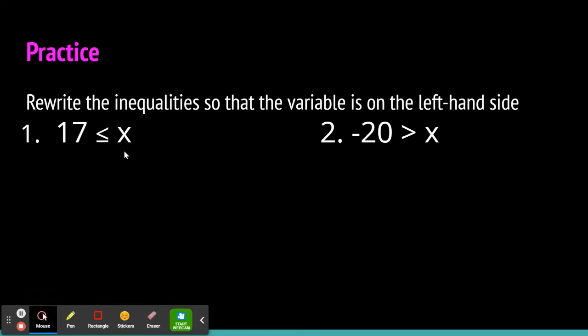Okay, so I'd like you to rewrite these inequalities so that the variables are on the left side. Now you can't write these inequality symbols in Edpuzzle, but I'd like you to think about it. Write them down on a piece of paper.